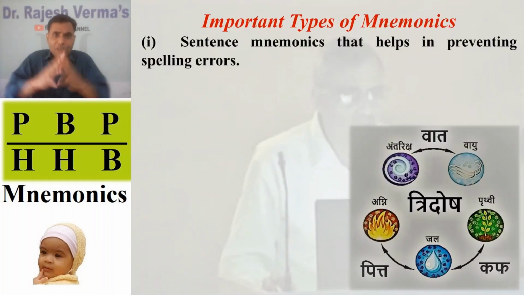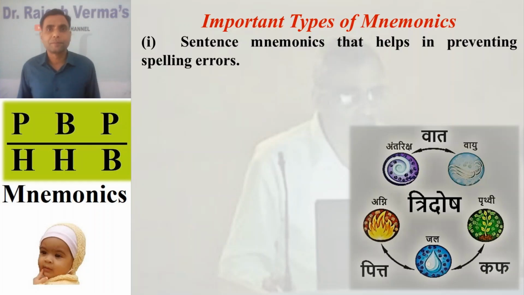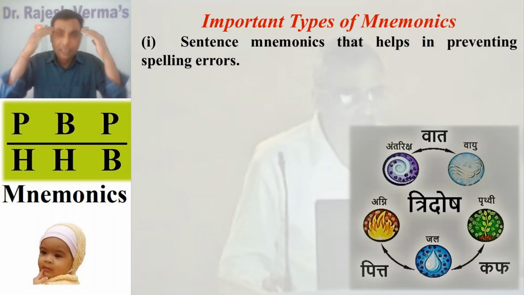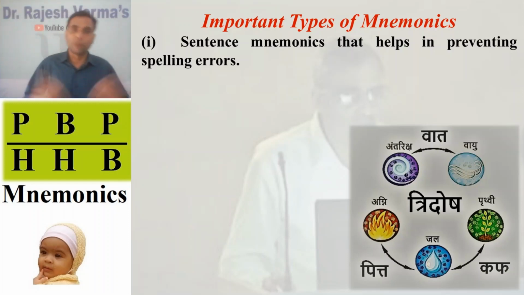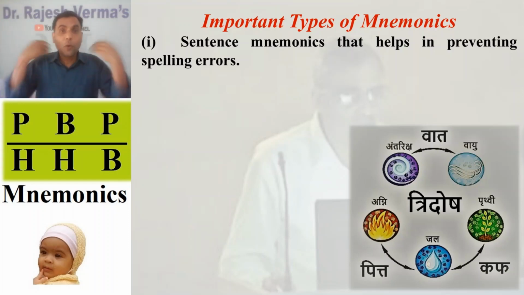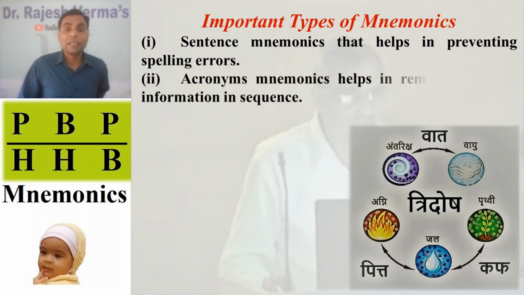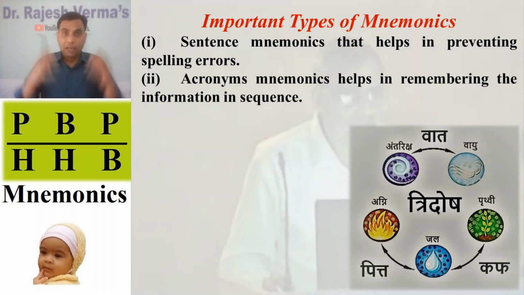Now, what are the important types of mnemonics? Let us study. The mnemonics can be of different types. What are the sentence mnemonics? That helps in preventing spelling errors. Sometimes we use mnemonics to prevent spelling errors. We use various devices of our own. Sometimes we borrow these mnemonics from others. Sometimes we create our own mnemonics because that helps in saving lots of cognitive effort.